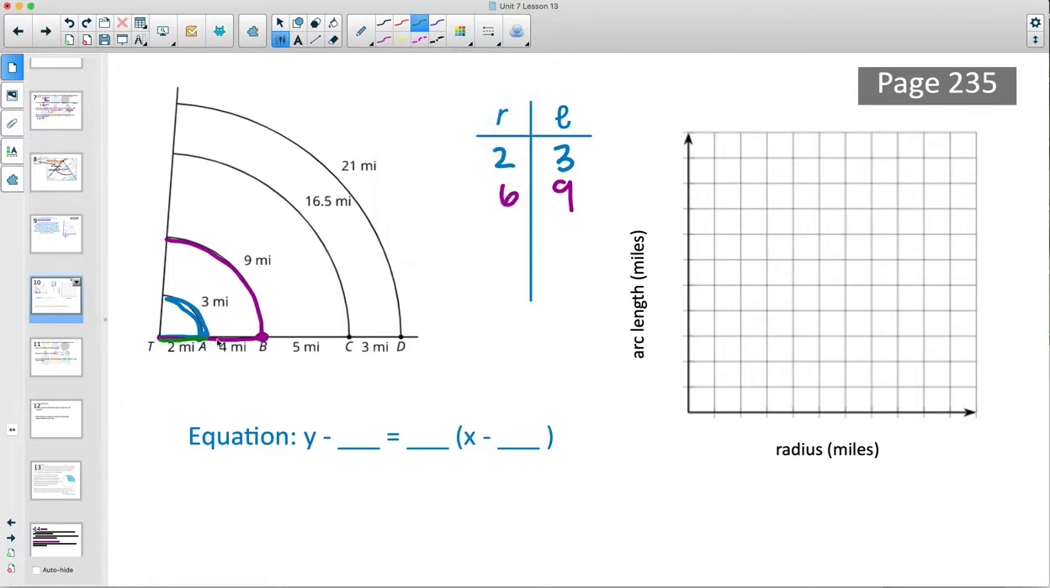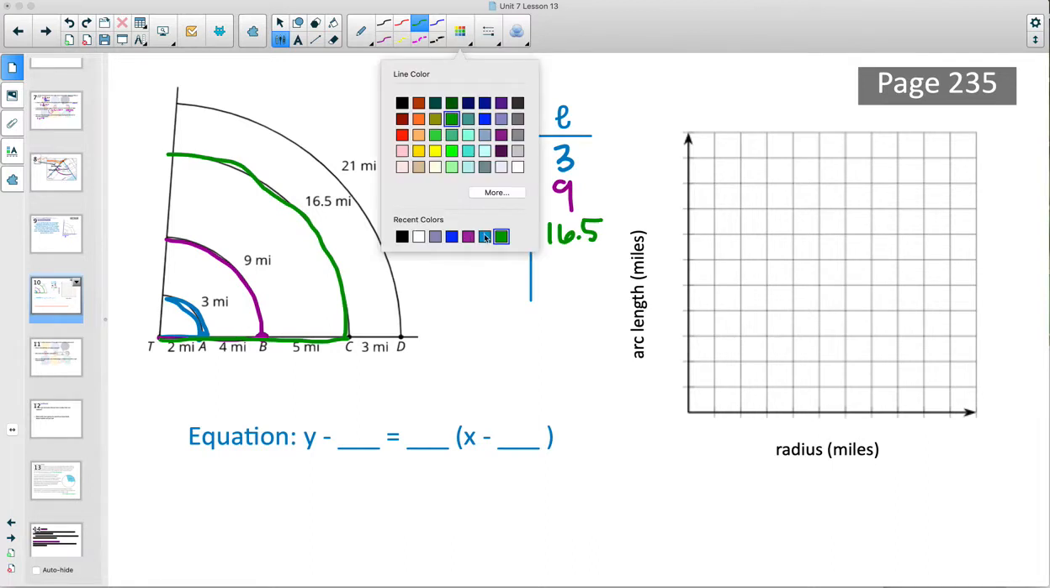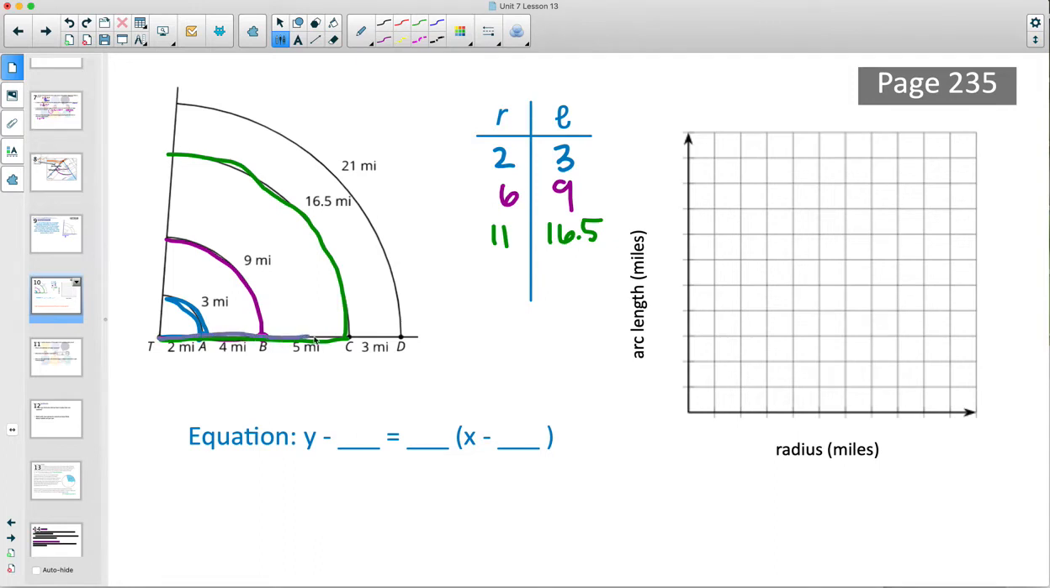All right, then to point C would be 11 miles. 2 plus 4 is 6, plus 5 is 11. And then the arc would be 16.5. And then to D would be 14 miles, and then the arc being 21. So 14 for the radius, the arc is 21. So now we want to plot these points. So we need to get up to an arc length of 21.